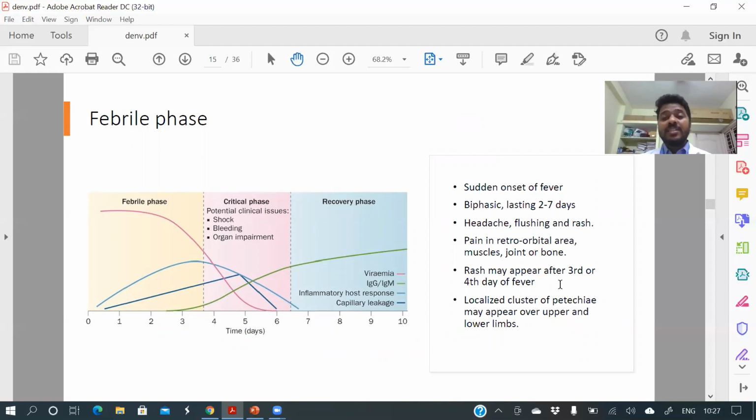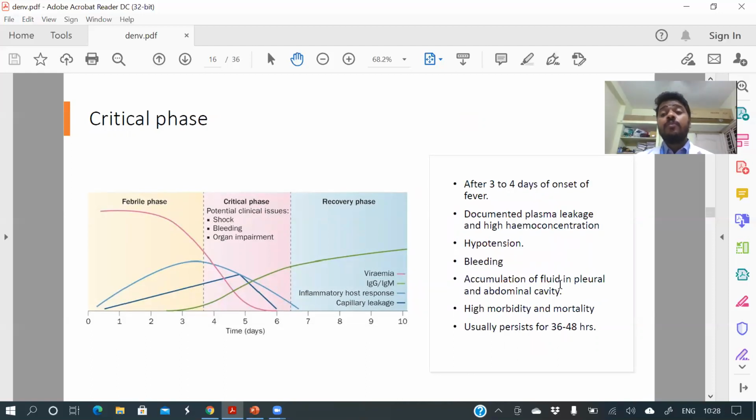In the febrile phase, there will be sudden onset of fever. It is a biphasic fever lasting for 2 to 7 days. There will be headache, flushing, and rash, and pain in the retroorbital area, muscles, joints, or bones. Rash may appear after the third or fourth day of fever. Localized clusters of petechiae may appear over the upper and lower limbs.